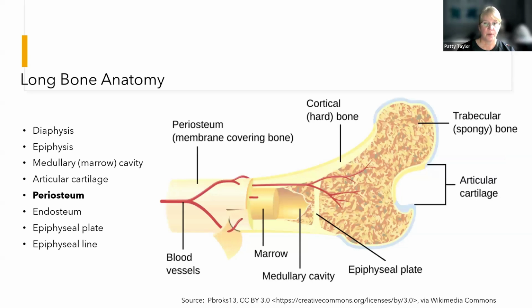Since we were just talking about periosteum, let's take another look. You can see it covers the outer surface of the diaphysis. By contrast, the articular cartilage covers the outer surface of the epiphysis. While we are here, just take a moment to appreciate that medullary cavity, and there's some bone marrow in there as well.